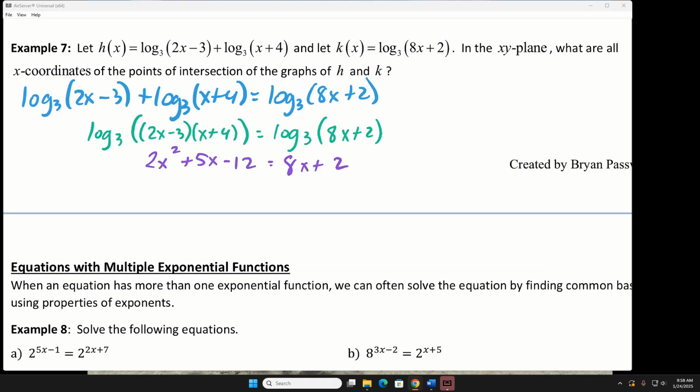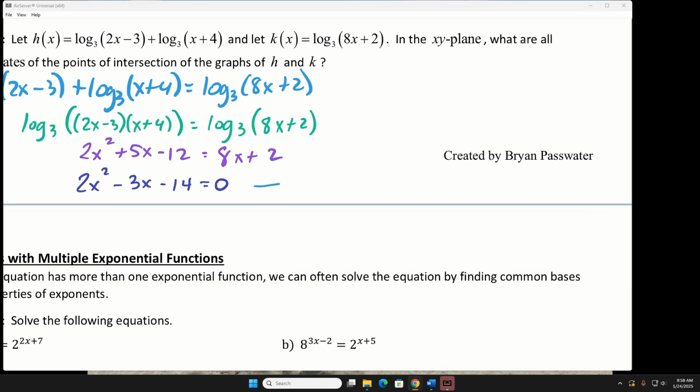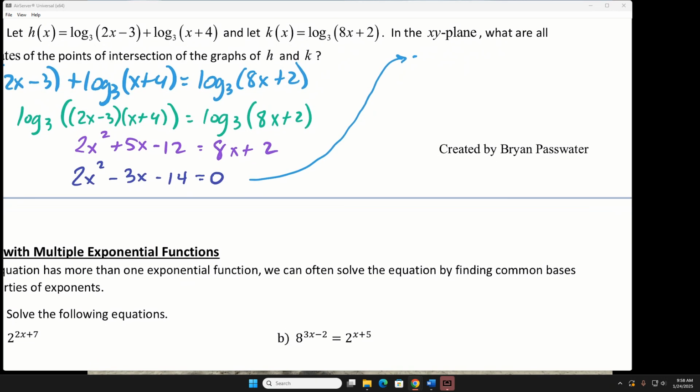All right, so on this one, when you see it, and you have this x squared, then you are going to need to factor it. So to be able to factor, we're going to get everything on one side by subtracting 8x from the 5x and subtracting 2 from the 12. And then we're going to factor. And I hope this doesn't scare you too much.